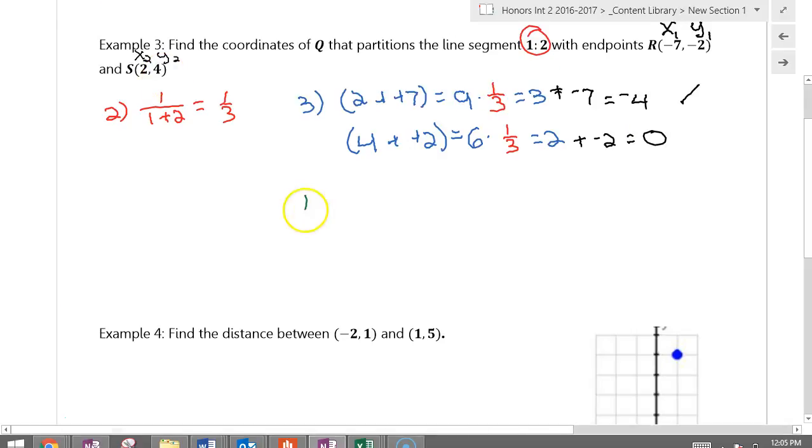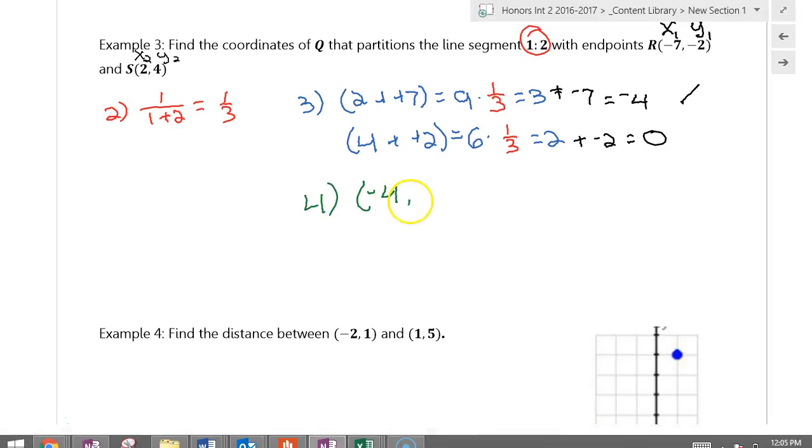Okay. And then my final step is just to write it as a point. So my point is -4, 0. And that's all it is for partitioning a segment. It's really not that much work, not too bad. Just remembering to get it into a fraction, and then a few little steps there.